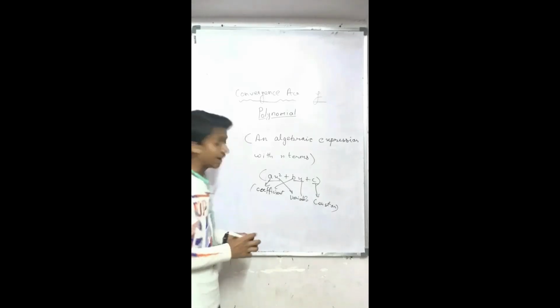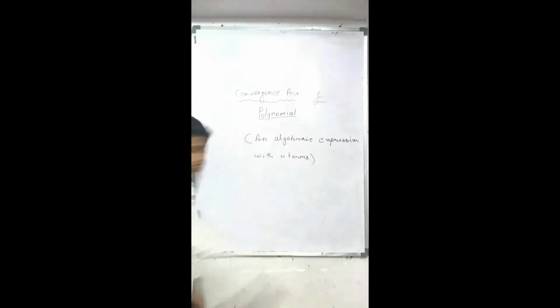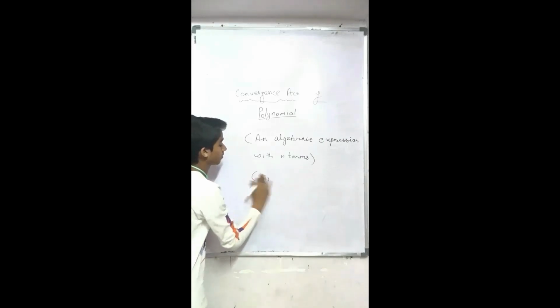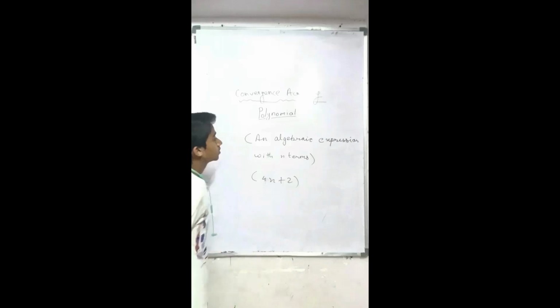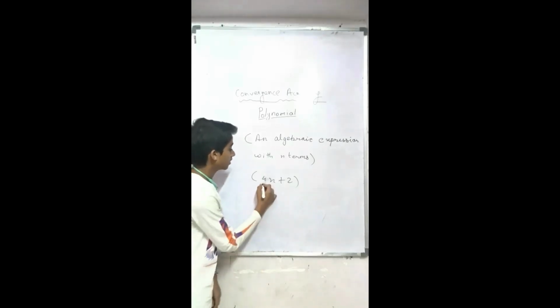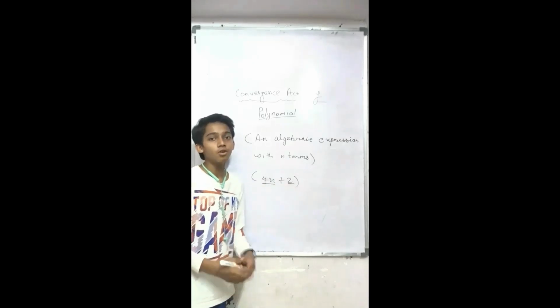So let us see one more example of this. So I take here plus 2. So this is an algebraic expression. Okay, so you know that this is the first term and this is the second term. Okay, so we will go on to our next point.